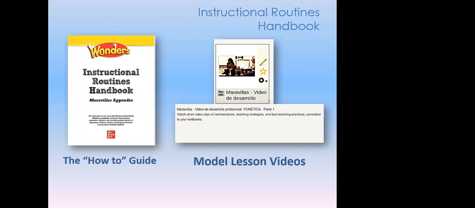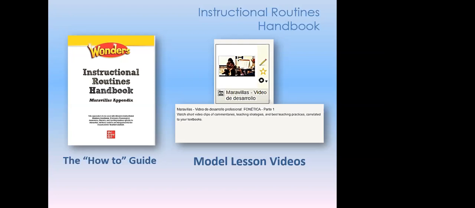And we've also added modeled classroom videos for Maravillas in your professional learning environment on your digital dashboard, and I'll show you that when we go digital. This is really going to showcase for you, like I say, a picture is worth 1,000 words. Well, a video is worth 1,000,000 words. What does this look like in a classroom as we're interacting with students and teaching them these instructional routines in Maravillas? Rubber hits the road with Maravillas and Wonders.